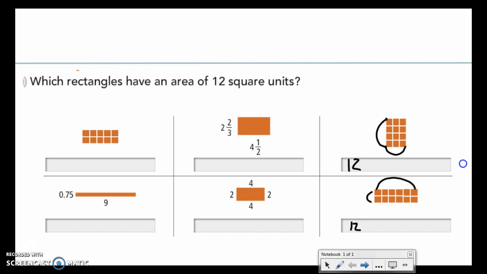Okay? Look at this square. There's a bunch of numbers all around it after a rectangle. Well, you just find your base and your height.